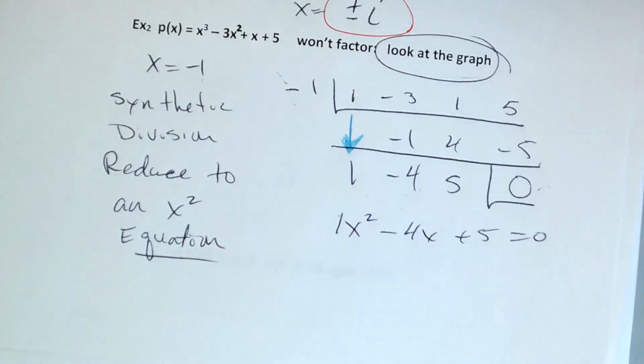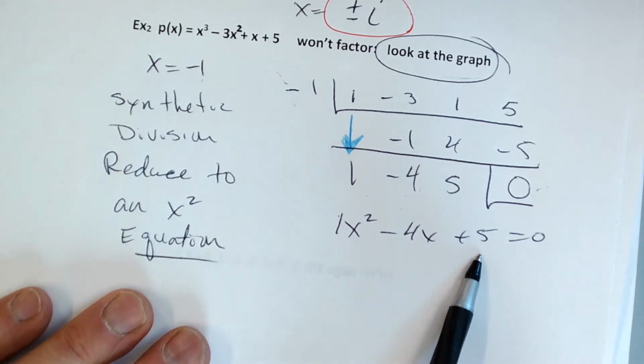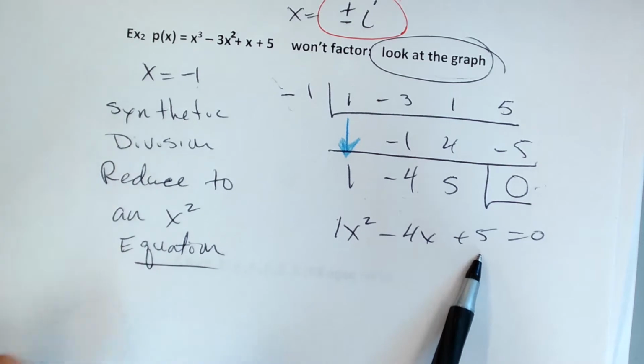So I know there's 2 more, right? So the next 2, let's see, will this factor? I think this will factor, right? Won't this factor into a, no, it won't factor. So if this won't factor, then the next step is to use our quadratic formula, okay?